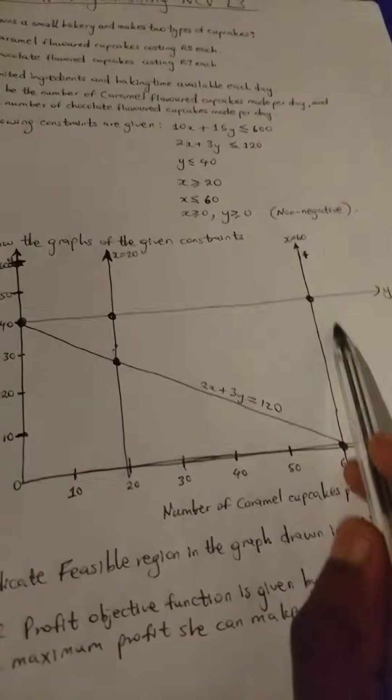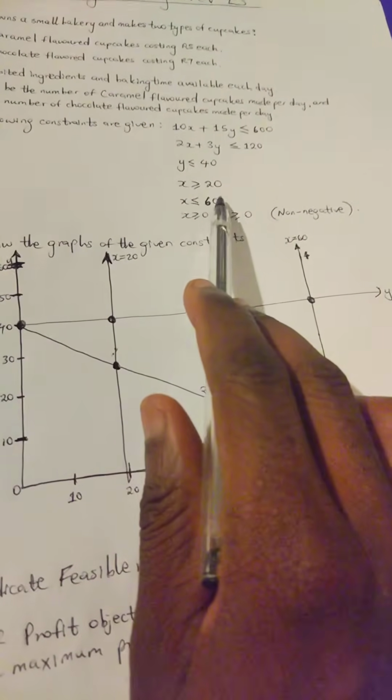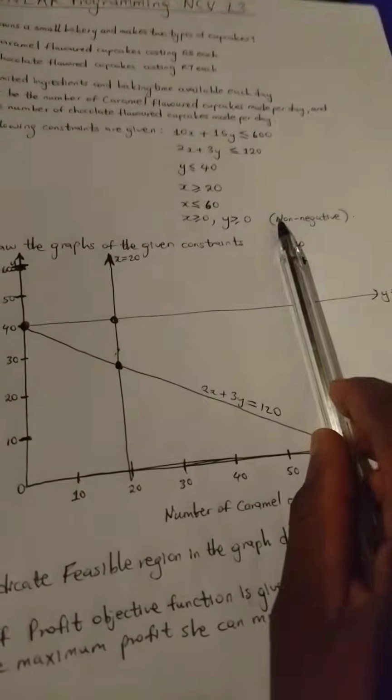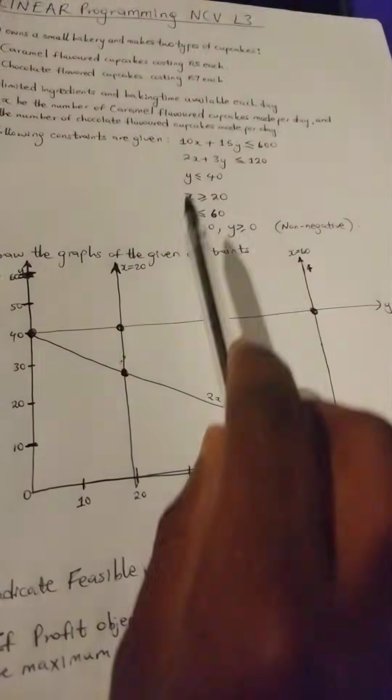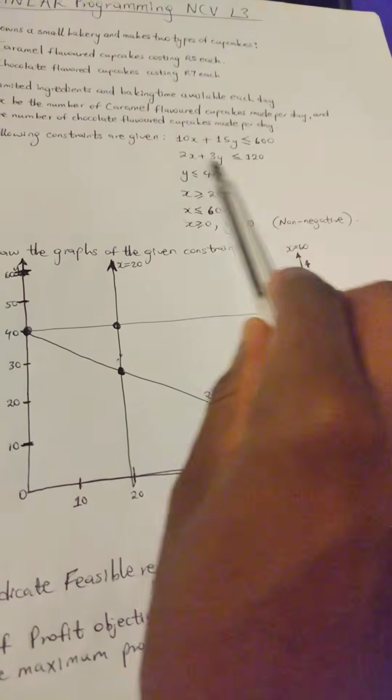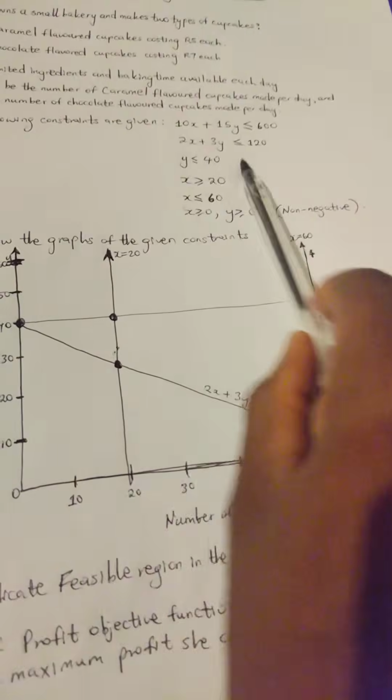Like on x equals 60, this says x cannot be greater than 60. So it's 60 or less. So it means starting from 60 and less. Even here, this sign means that value or less. So in other words, you're going to consider the part that's below that line.